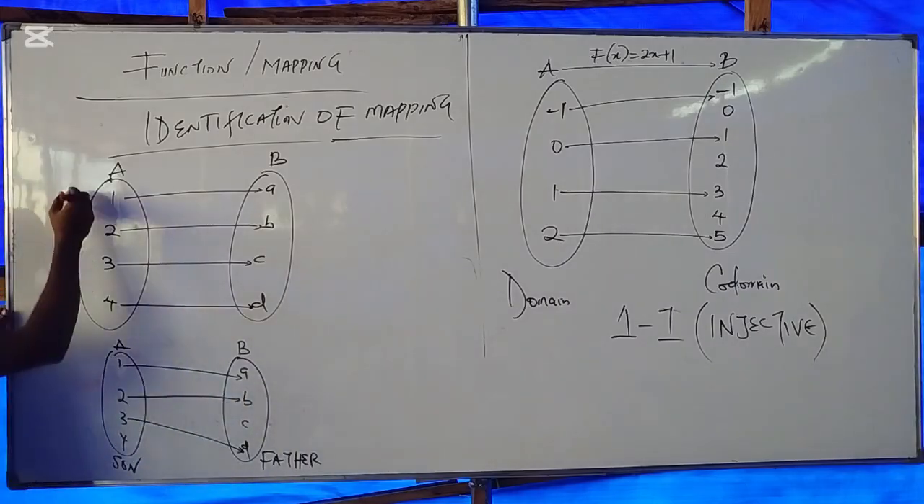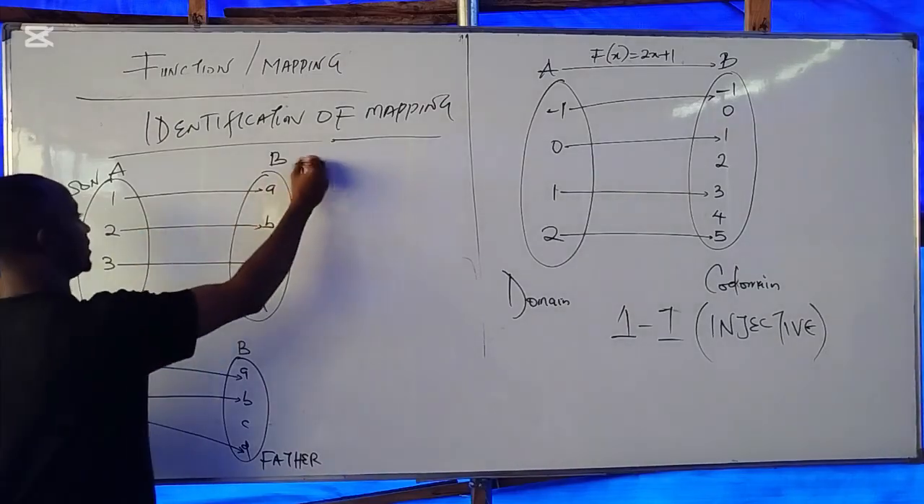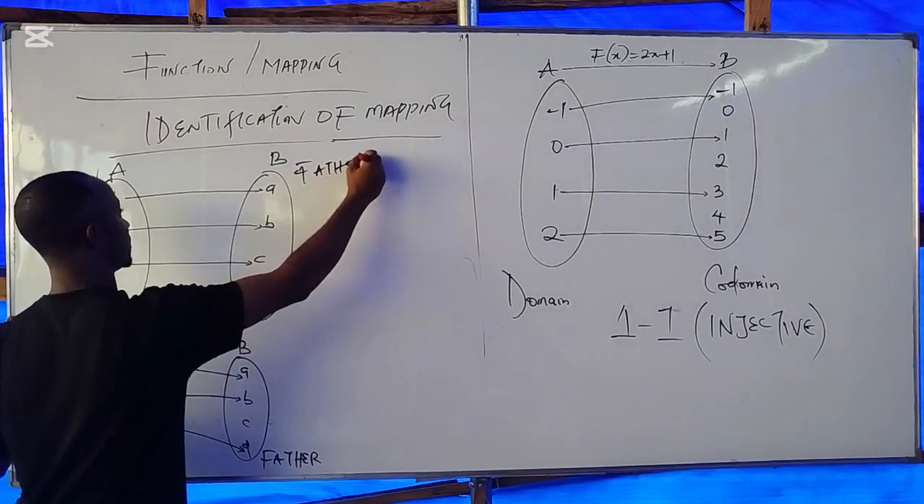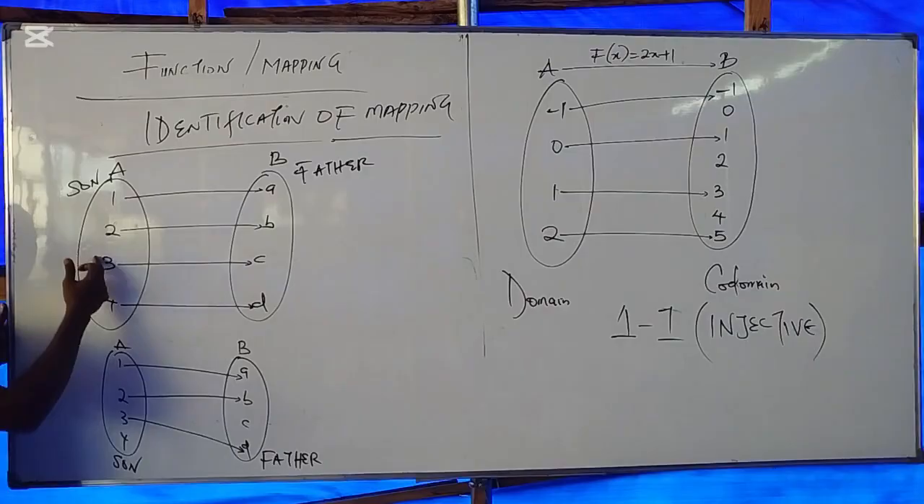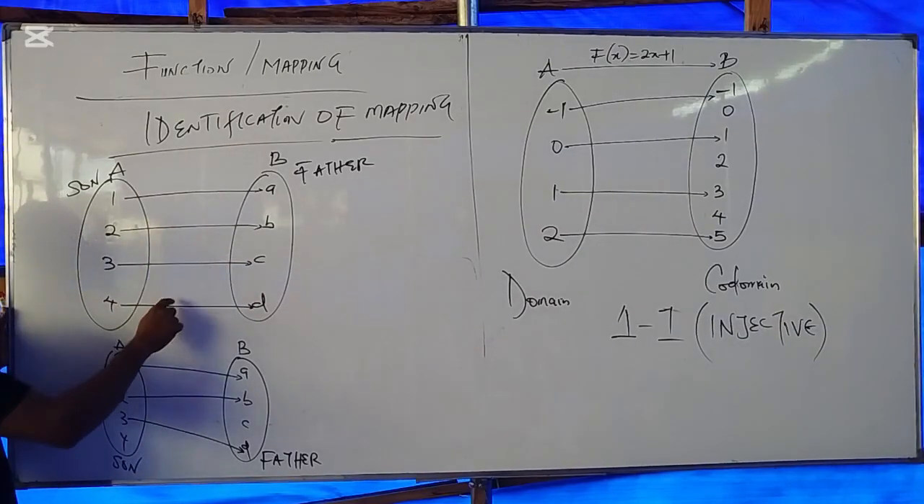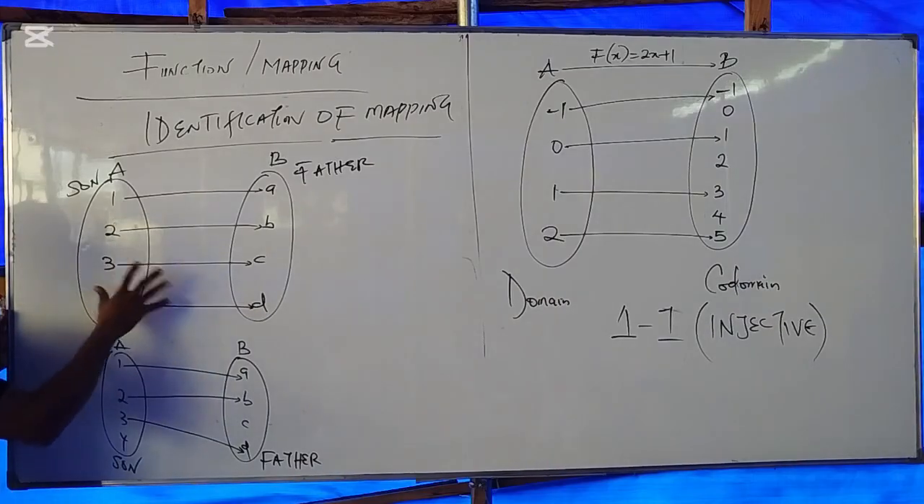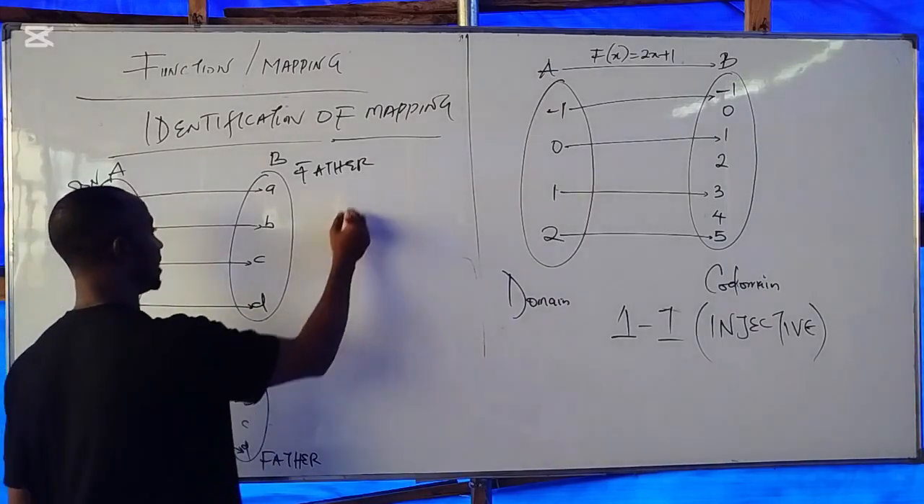Let's look at this. If this represents a son, and this what? A father. What do you notice here? Every son has a unique father, is it not? So this is a mapping function. What if we have a diagram like this?